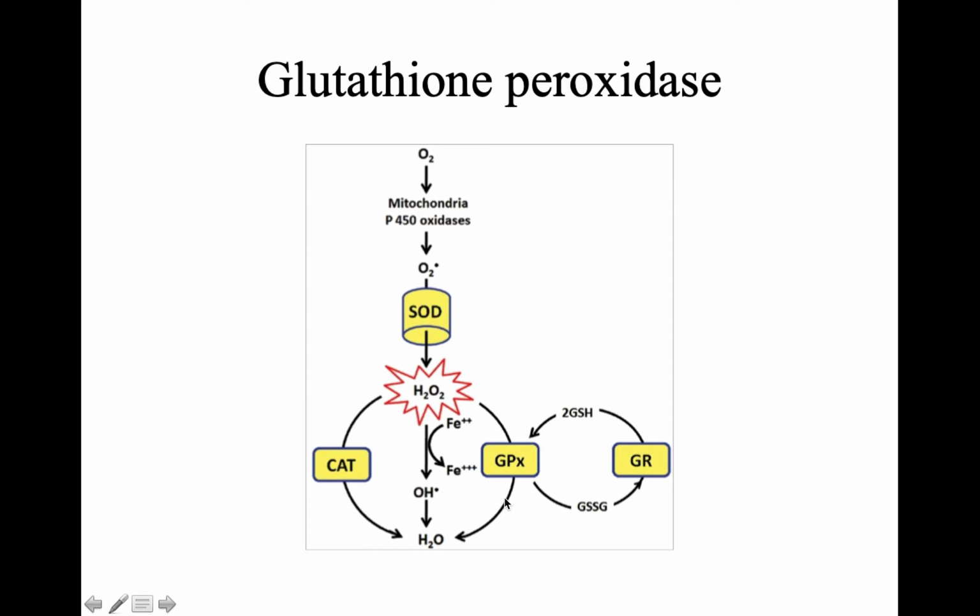Here we need to understand glutathione peroxidase. This glutathione peroxidase converts the reactive oxygen species hydrogen peroxide into water. Here we can see the involvement of glutathione, which is present in the reduced form, GSH, and is oxidized into GSSG in the conversion of hydrogen peroxide into water. After this, the oxidized glutathione can be reduced back into the GSH form with the help of another enzyme called glutathione reductase. GR stands for glutathione reductase.